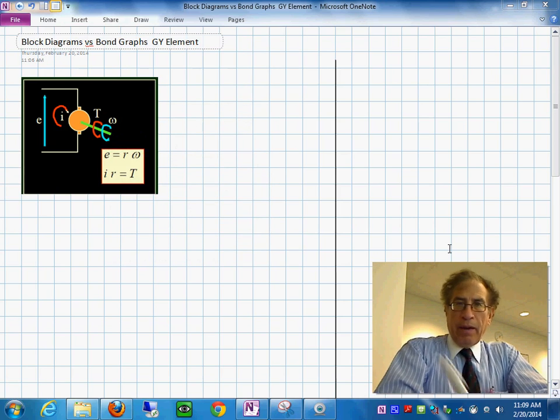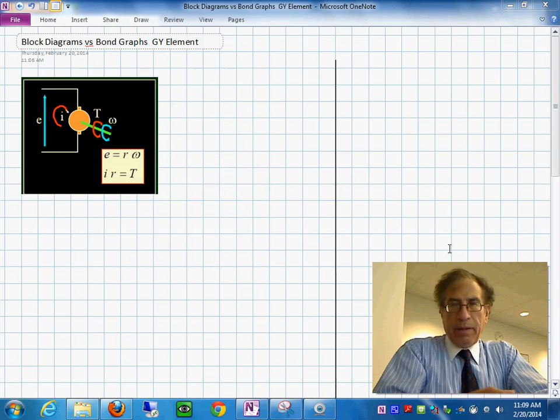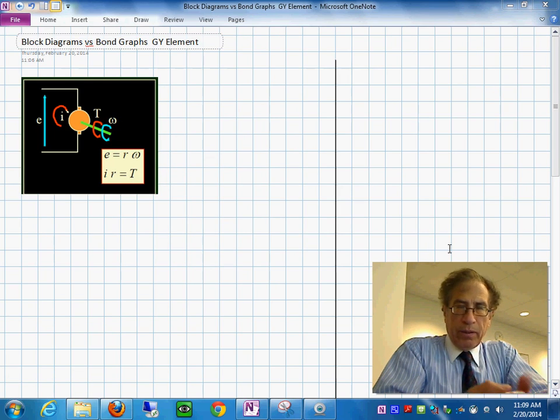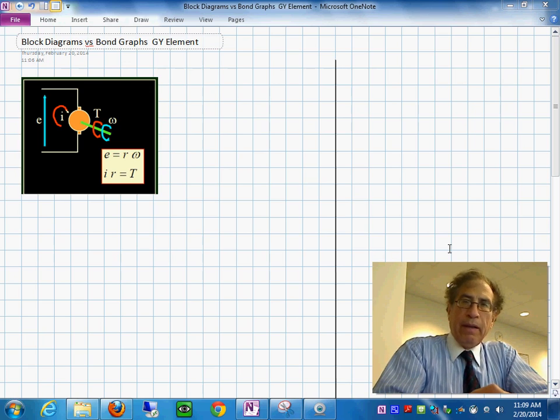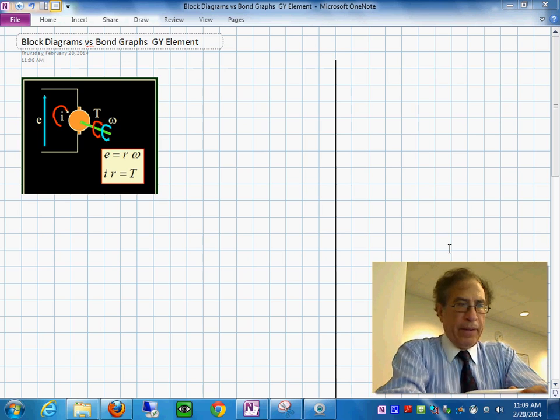We're going to see now the GY element, or gyrator element. We're going to look at the block diagram notation for that element, as well as the bond graph notation that we're studying in a parallel way. So for doing a block diagram, we need to write the equations, because block diagrams come from equations. Then we will derive the block diagram and we see the bond graph model as well.